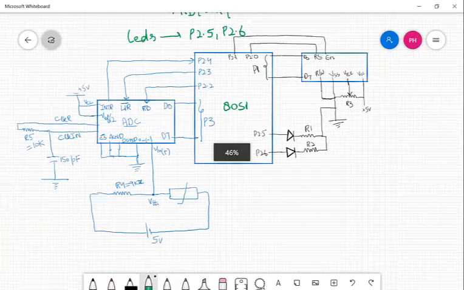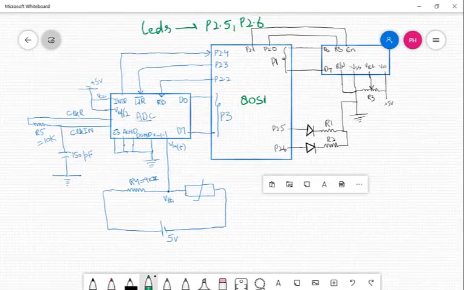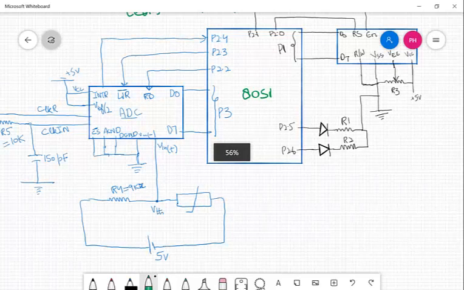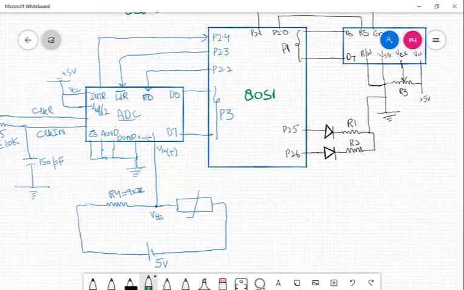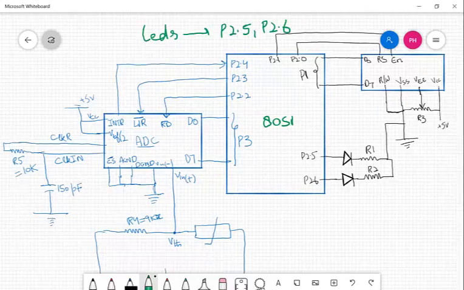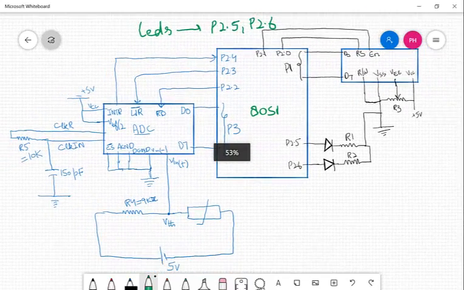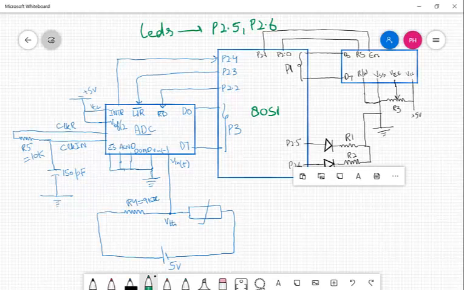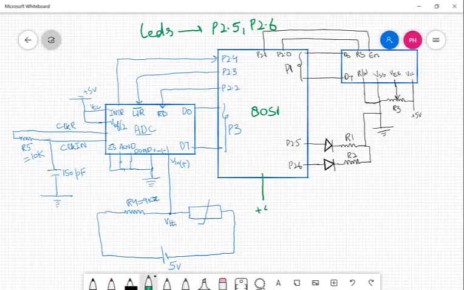Let me try to get this whole in one frame. So this is our circuit. The only thing missing here is the power supply to our microcontroller. We have to give it plus 5 volts to pin number 40 and ground to pin number 20. Pin number 40 VCC and ground.